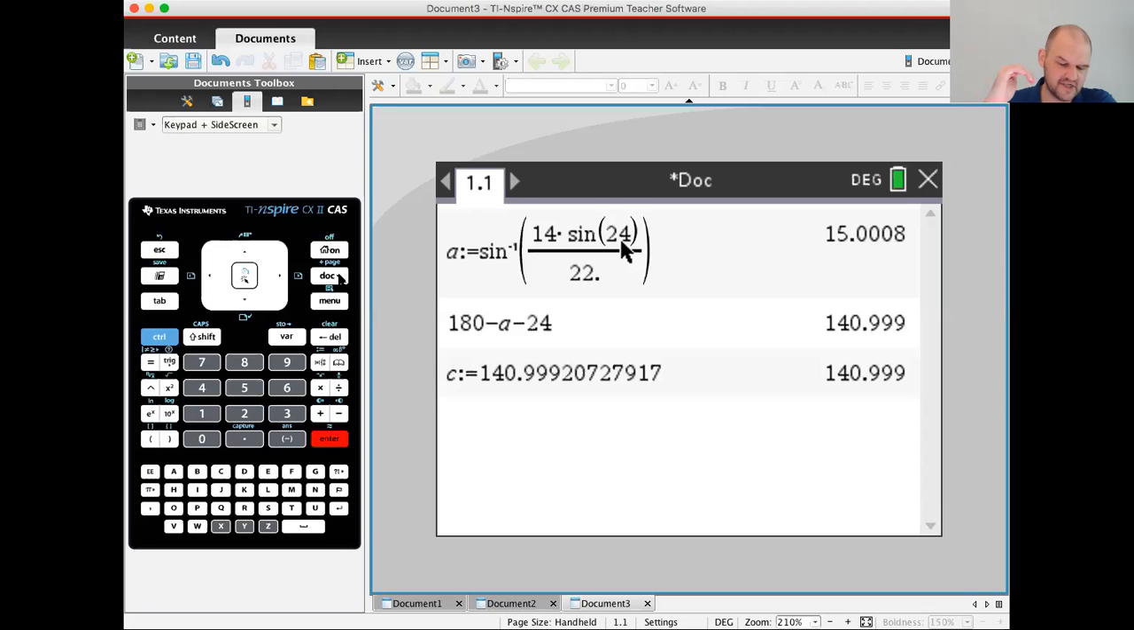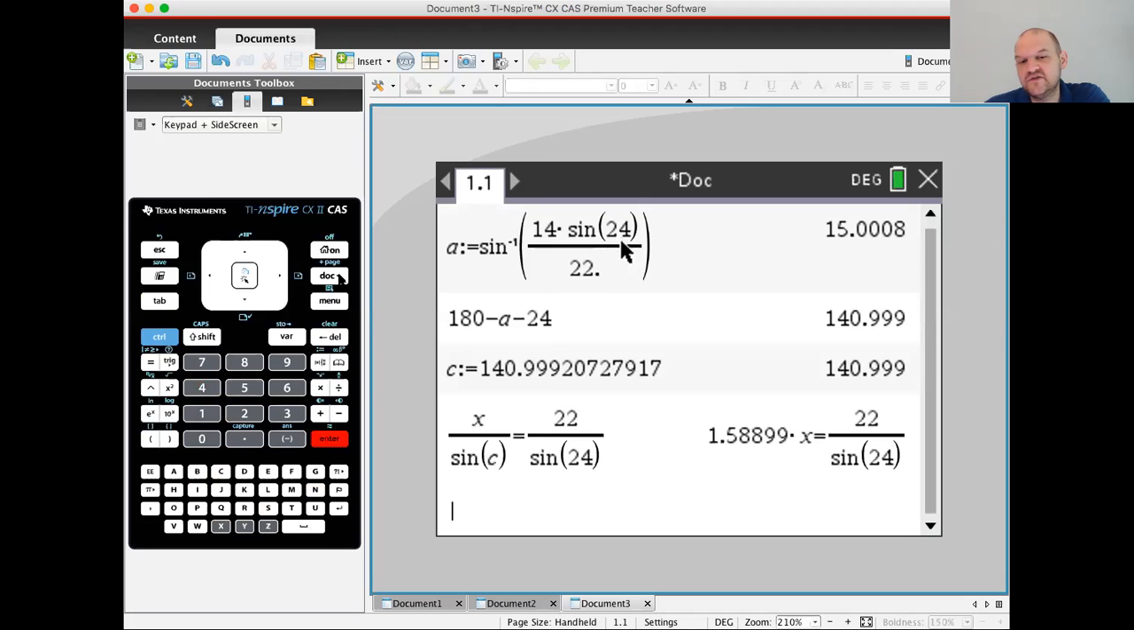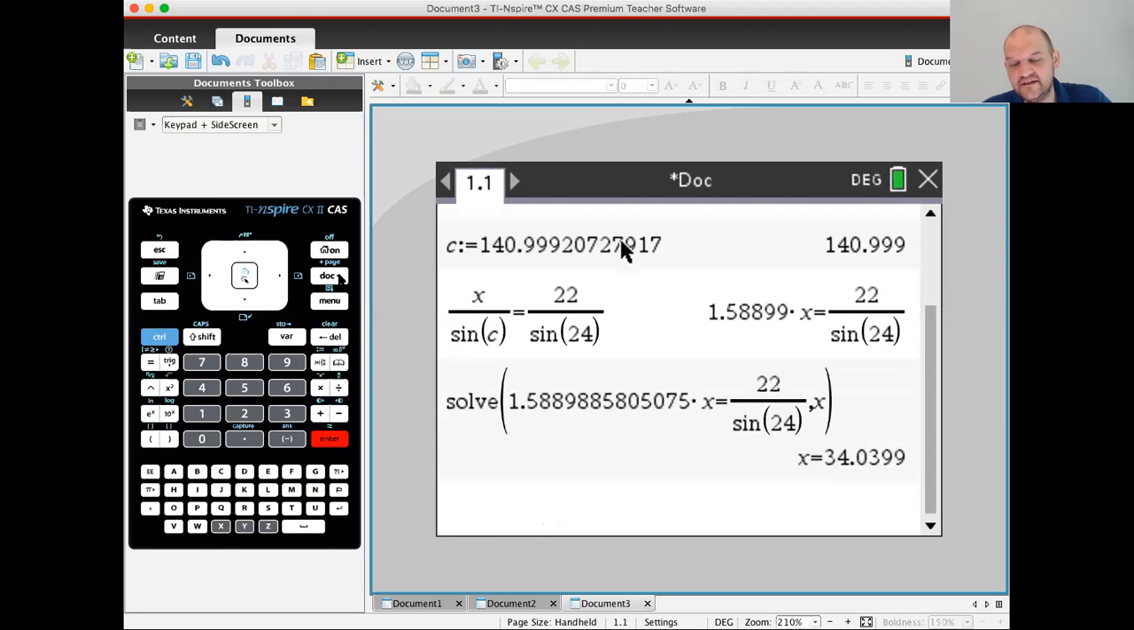Okay, so I'm going to do side C over the sine. Oh, can't call it C now because I just stored that. I'll just put X right now over the sine of C. And that should be equal to, what do we know? 22 over the sine of 24. I'm going to go back and handwrite this at some point. So I can do this. And then I can do the really cheap thing and just solve for X. I could have actually done that to begin with.